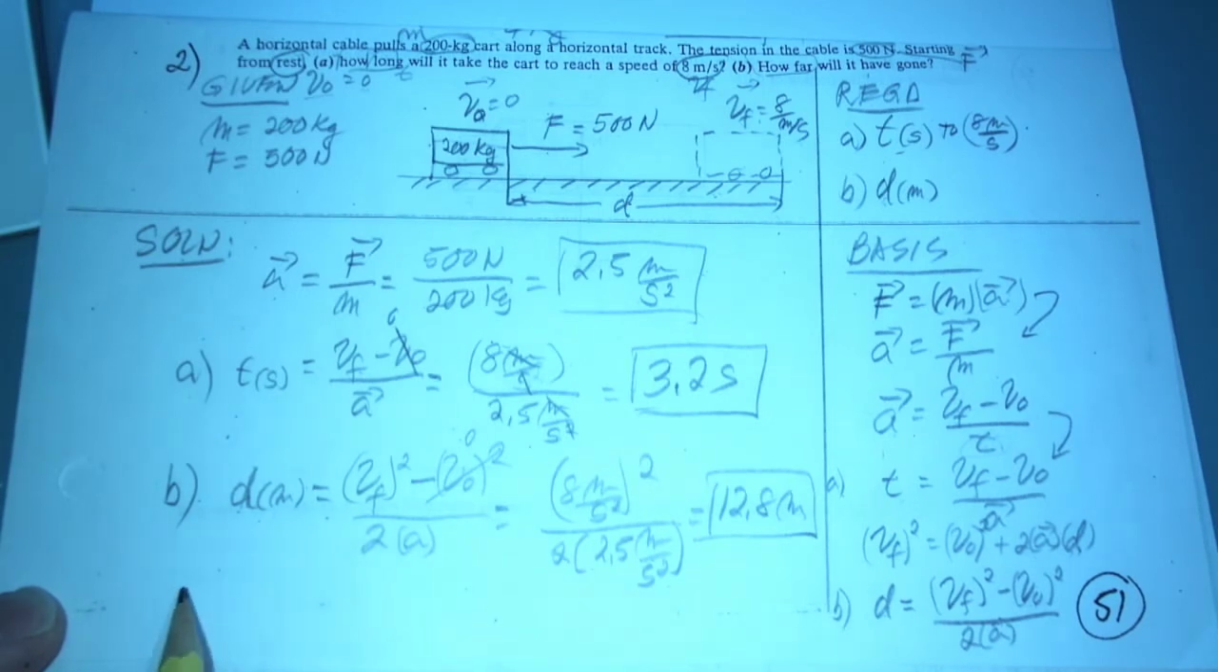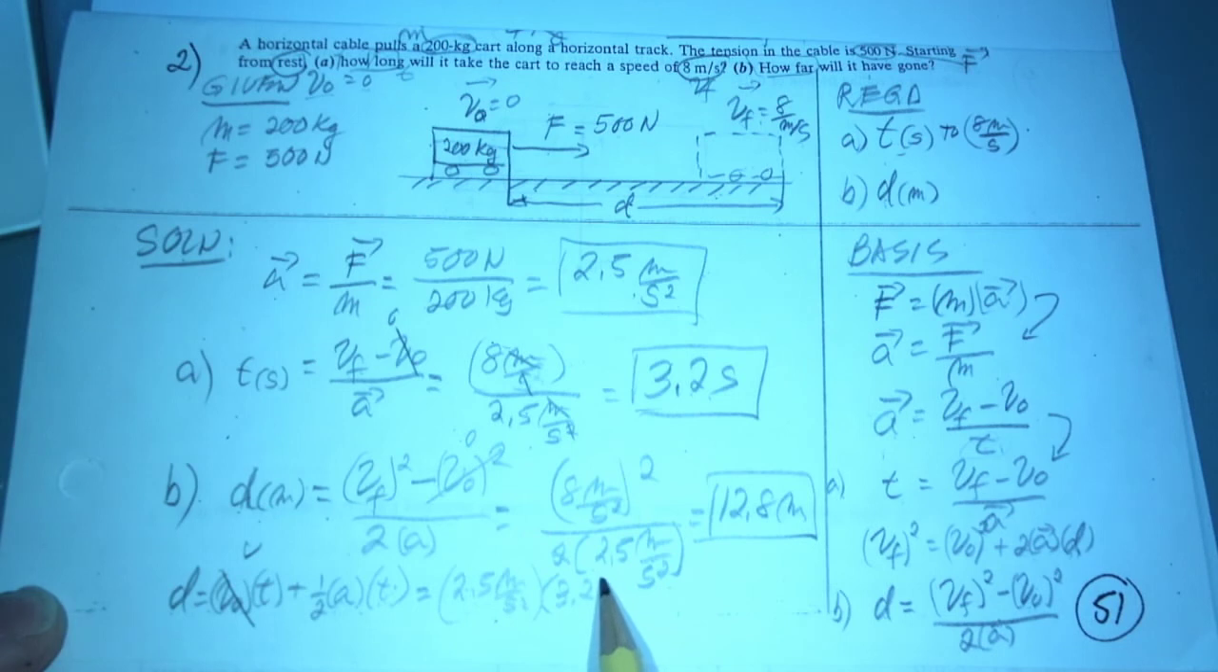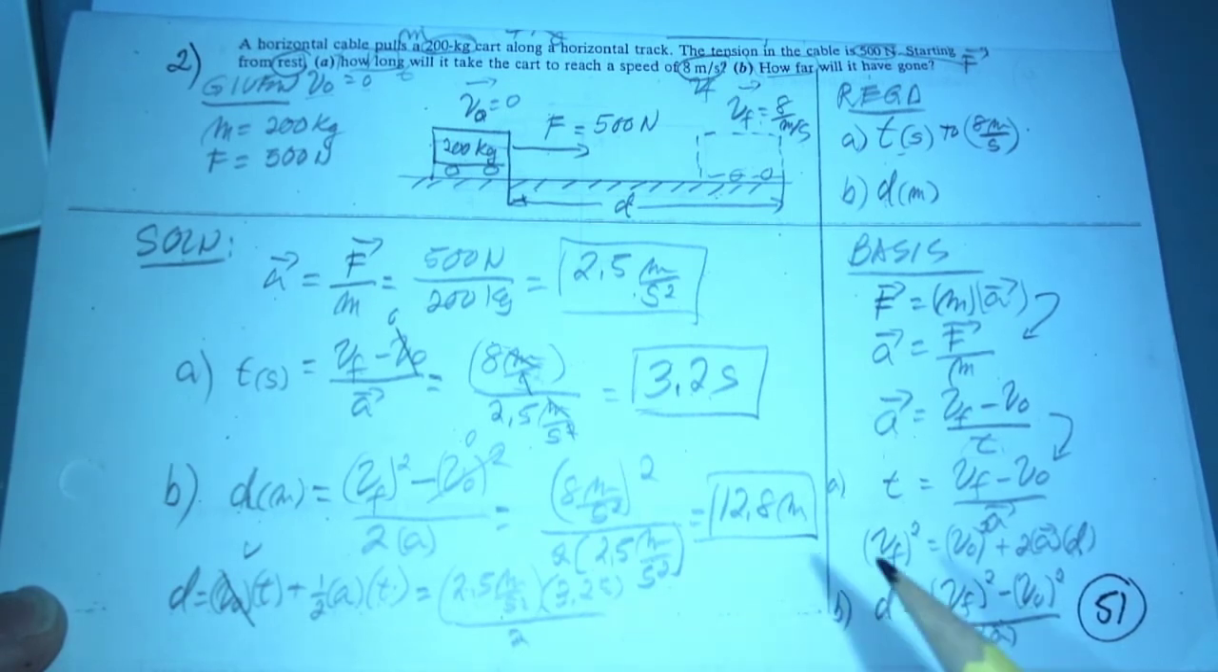And again, you could also opt to use this one. D is equal to VOT plus 1/2 A T squared, because you already know VO is 0. This is that one, so you should substitute that here. Now, this is very dangerous because you computed for this one and you computed for that one. So if you make a mistake in either of these, you'll have the wrong answer, right? But that should be 1/2 times 2.5 meters per second squared times 3.2 seconds squared. And that should give you the same answer, hopefully.